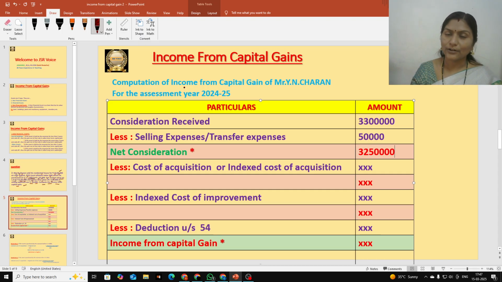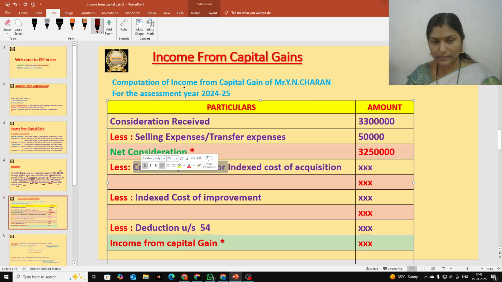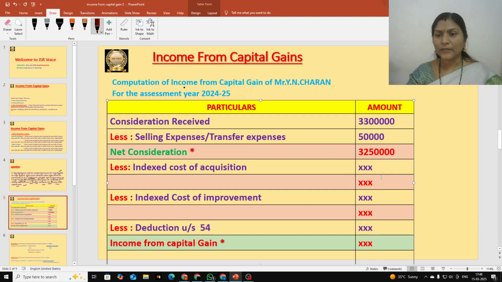While reading our question, I told that our asset, our residential house, is a long term capital asset because it was purchased in the year 1988 and they are selling during the previous year. So it is held for more than 2 years. It is a long term capital asset. Then we have to deduct indexed cost of acquisition, not cost of acquisition. I am removing this cost of acquisition.